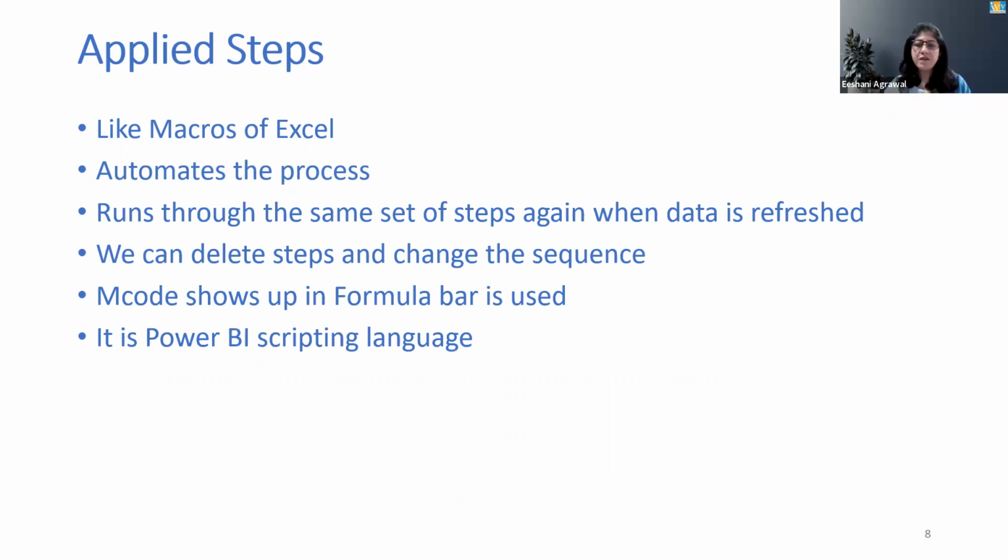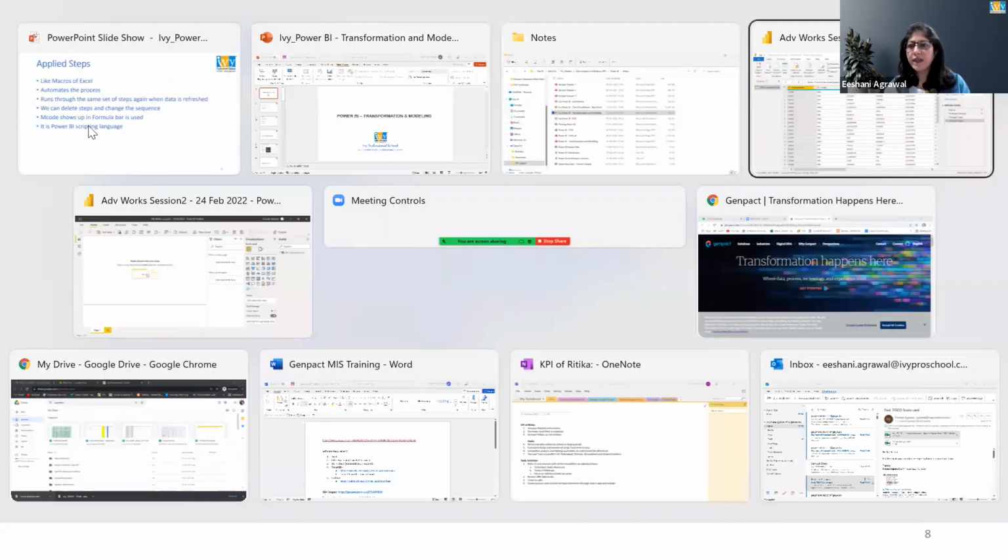M code is a scripting language. Like you had VBA for Excel, M code is used for Power BI. A lot of the time, when you want to do customization or create functions, you use it. For one of the Genpact batches, I think they had asked me to create a function, and we had to write the whole function in M code, but typically it's not required. This is where my M codes are kept.